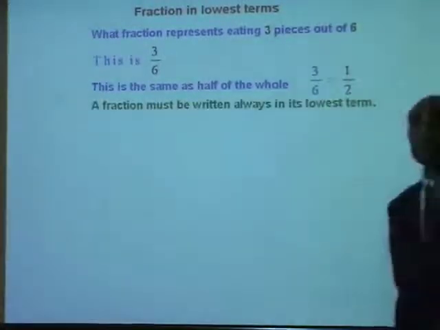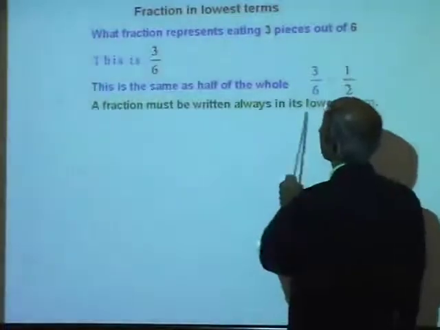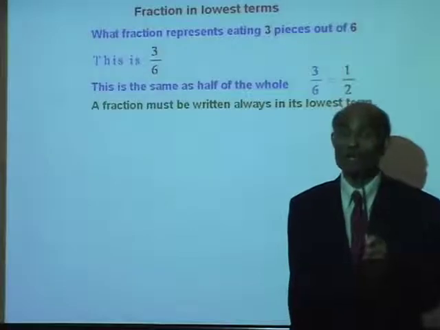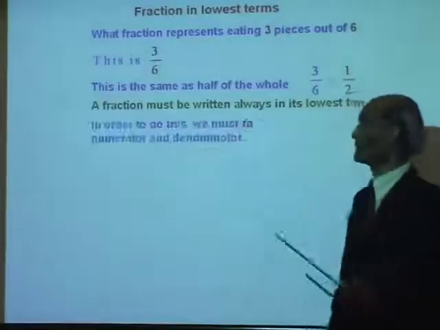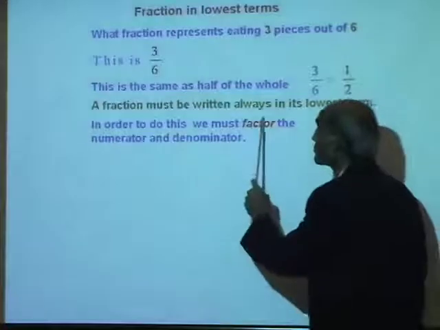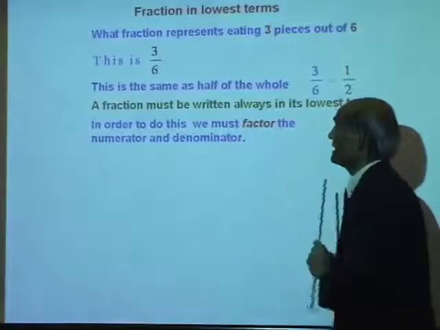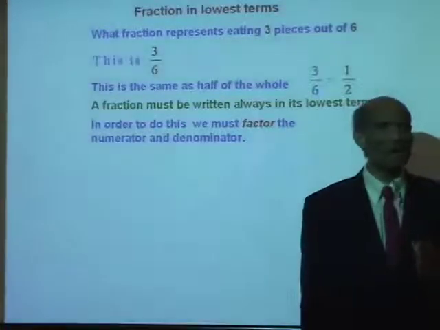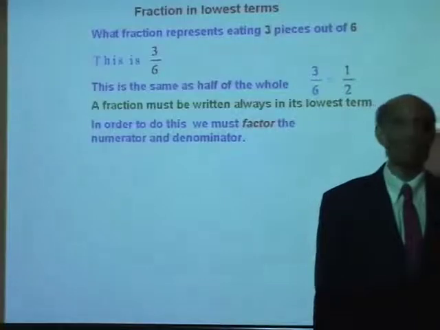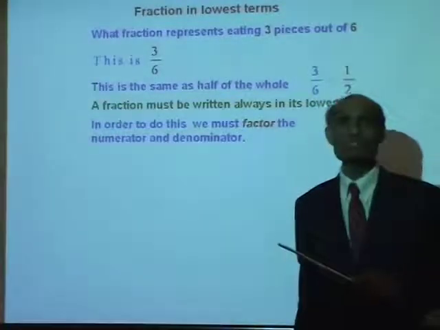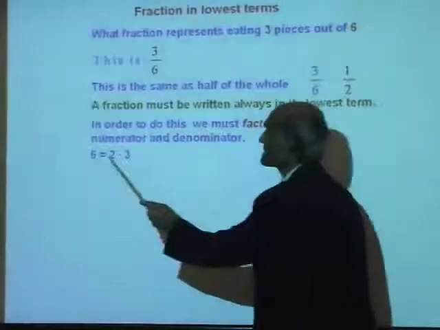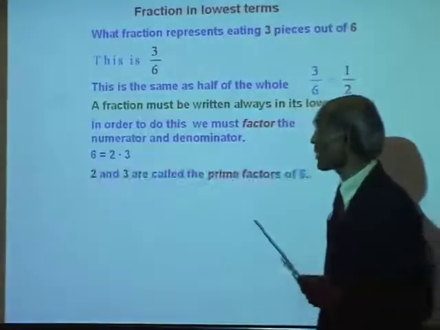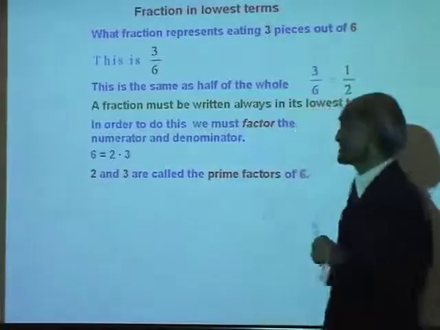Okay, a fraction must be written always in its lowest terms. Alright? I will not remind you this again, but that is true always. Now, in order to do this, what did we do? Factor the numerator and denominator. Now, how many of you know how to find the factors of a number? Well, I think we need to practice that a little while. Is that right? 6 equals 2 times 3. 2 and 3 are called the prime factors of 6.